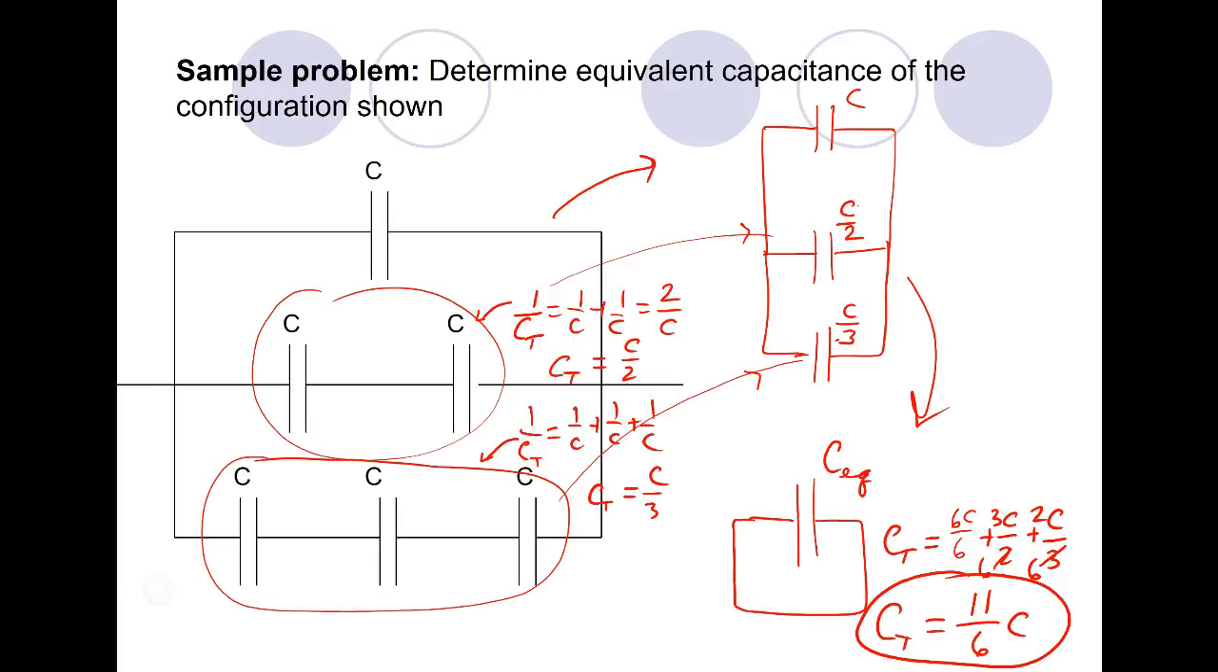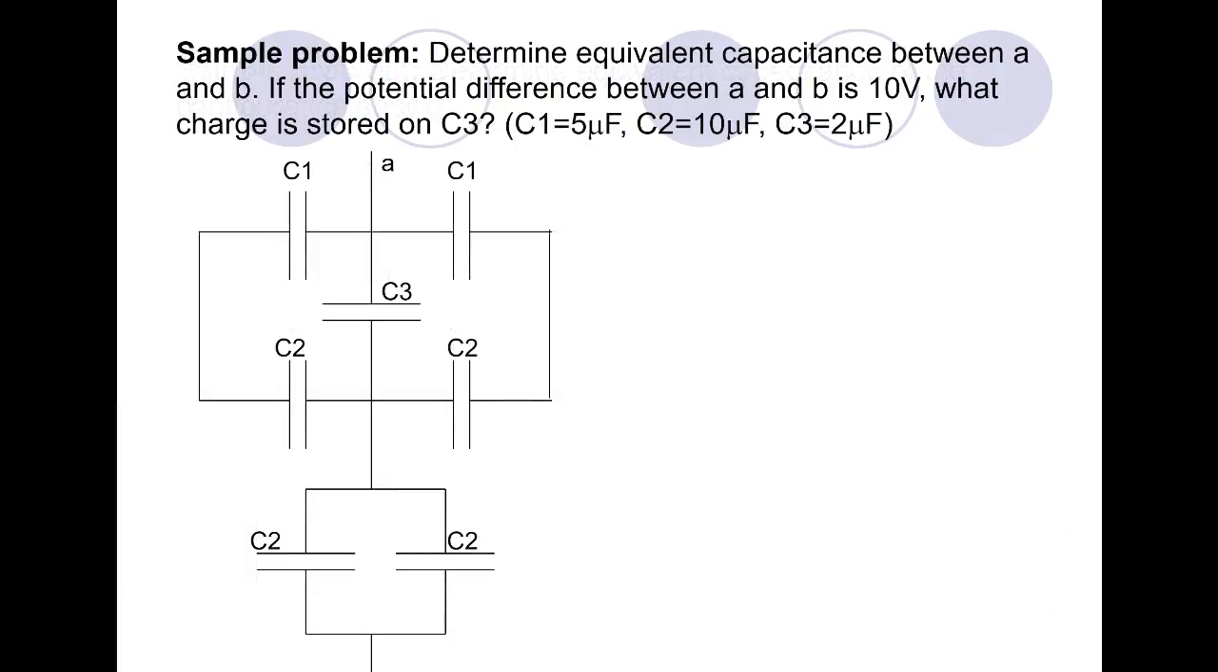Now, the next example is going to be a little bit more complicated, and this is point B down here. We want to find the equivalent capacitance between points A and B, and we know that the potential difference between points A and B is 10 volts, and we want to find out how much charge is stored on C3, which is right in the middle here. We're given numbers for all of these, so we're just going to write these real quick. I'll leave off the micro, but when I do calculations, I'll put it back. Those are 5, this is 2, these are 10, and these are 10.